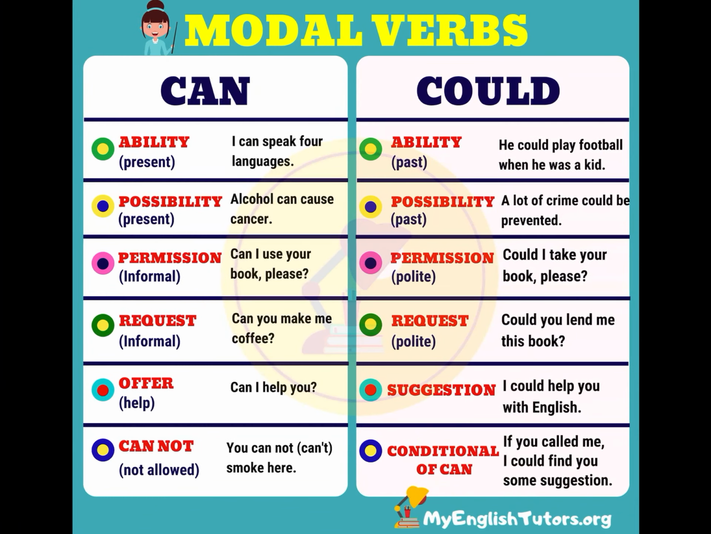So in here, I can show you in a better way the differences between can and could. As you can see, can and could are both for ability, but the difference is that can is for present, could for past. Examples, I can speak 4 languages. Could, he could play football when he was a kid. Can refers to a possibility in present, and could, possibility also, but in past. Alcohol can cause cancer. A lot of crime could be prevented, okay?